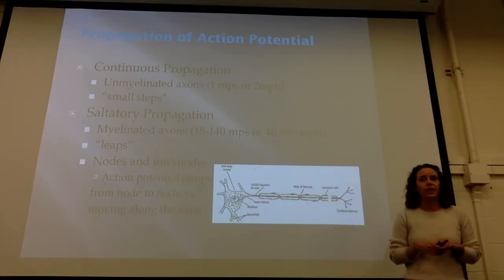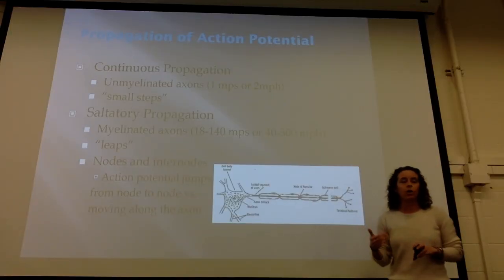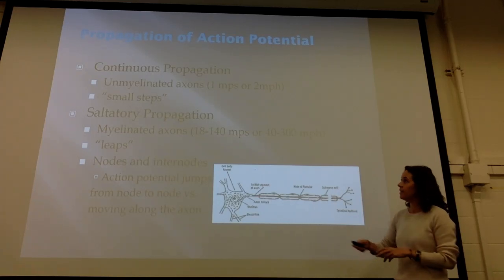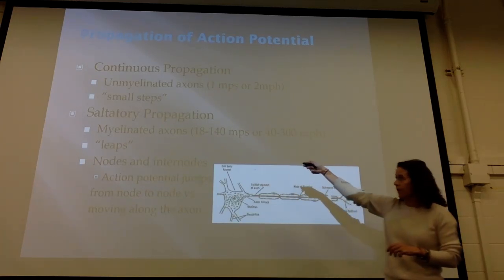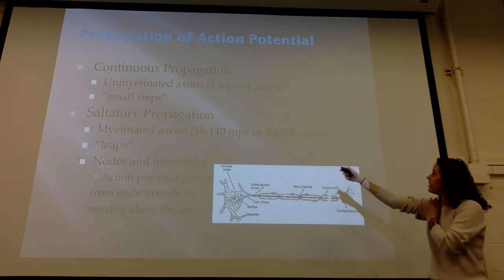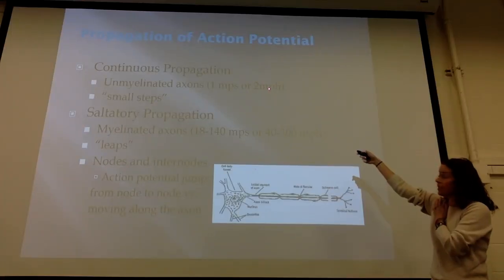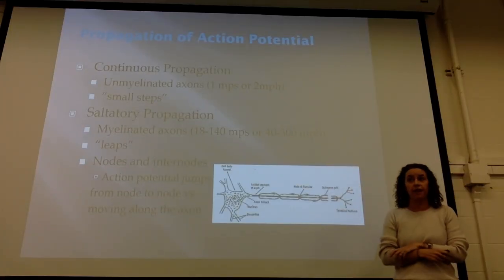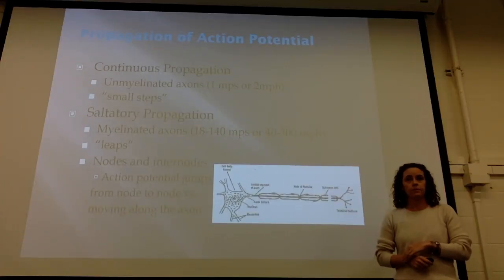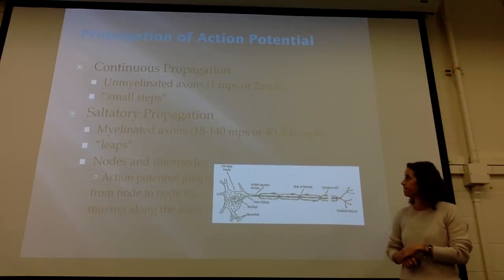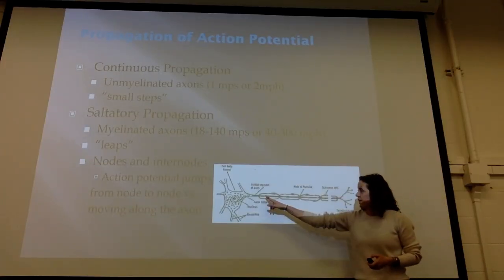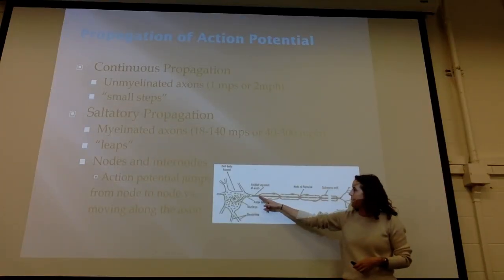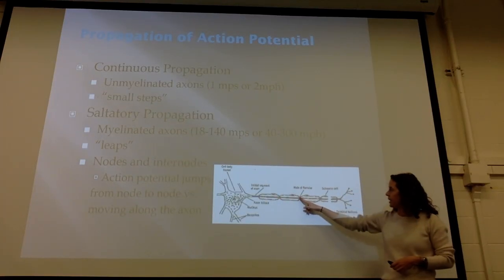Compared to when that action potential is sent across a myelinated axon, it goes super duper fast. This is called saltatory propagation. And you can see the difference, 2 miles an hour for continuous propagation versus 40 to 300 miles an hour, so really quite a bit faster. The difference is the myelin sheath, and it allows for big leaps to happen from node to internode.